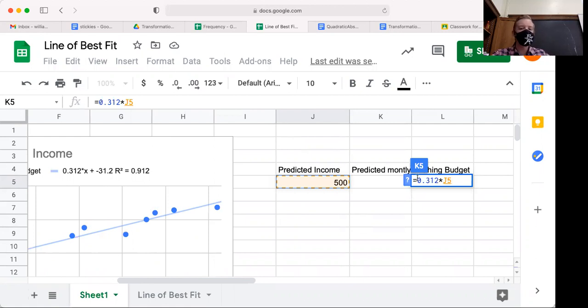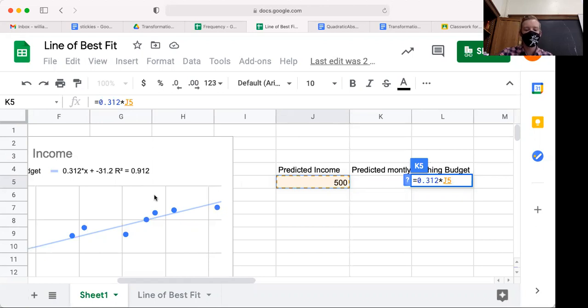So I started with equals because I always start formulas with equals. I've got 0.312, and this time times by cell J5 rather than typing times by x, because it's going to take whatever number I have in J5 here and it's going to use that number as x. Then I'm just going to finish off my formula here.